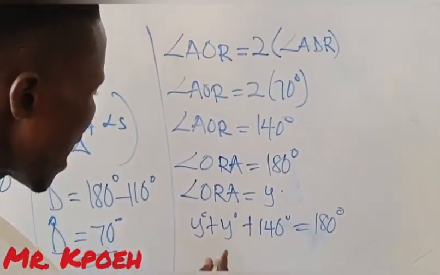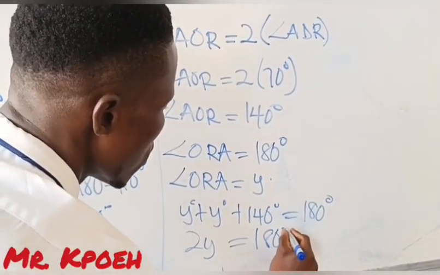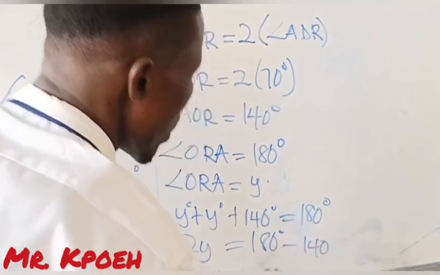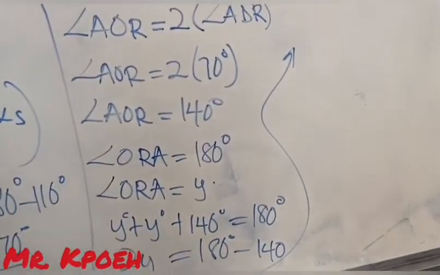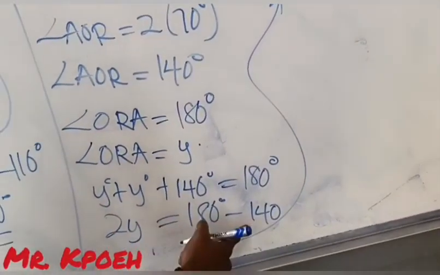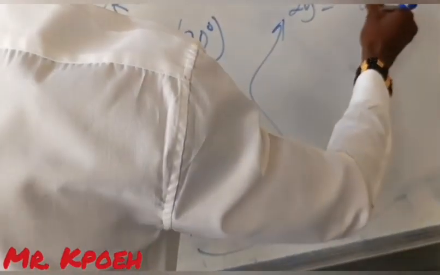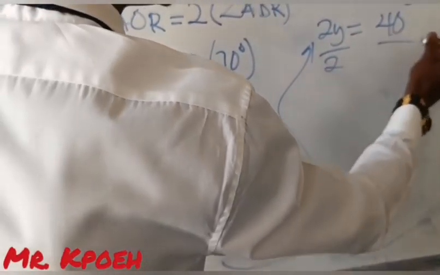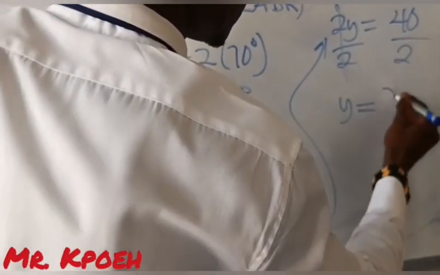Great. We have 2y right here. We send the 140 across here, we subtract it from here. So we have 2y equal to 180 minus 140, which is exactly 40 degrees. We want y, so divide both sides by 2. y is equal to 20 degrees.